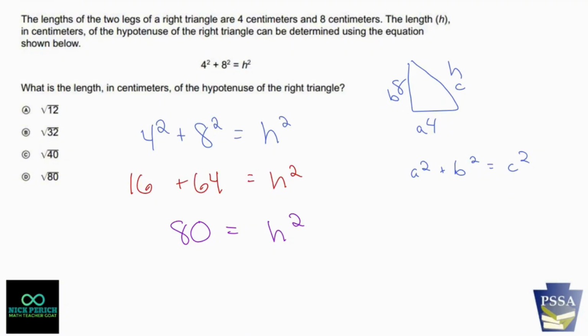Now, in order to solve for h, to undo a square, you need to square root both sides. So we're going to square root 80. We're going to square root that. Okay, the h is now h. h is going to equal the square root of 80.